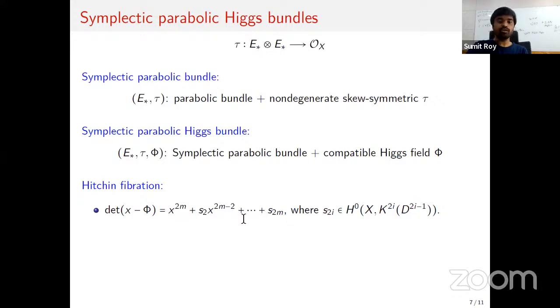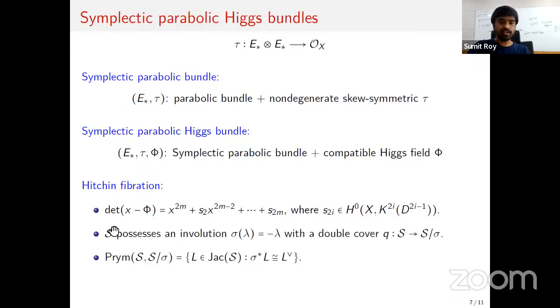Okay. So 2m, 2m minus 2 to 0. So these coefficients h_2i are sections of K^{2i} (D^{2i-1}). And again, if you consider the zeros of this characteristic polynomial, you will get the spectral curve S. And since there are no odd coefficients, the spectral curve has an involution, sigma lambda equal to minus lambda.